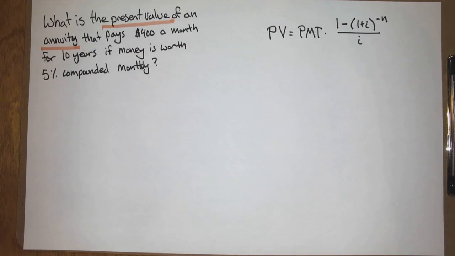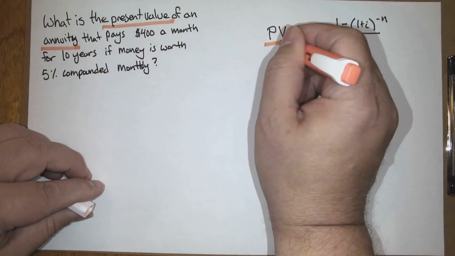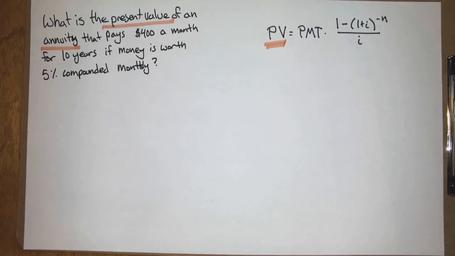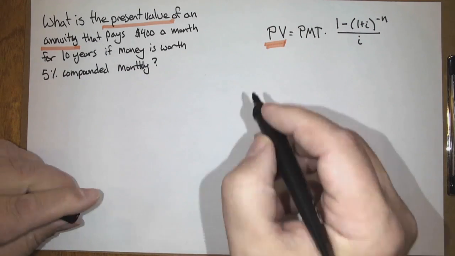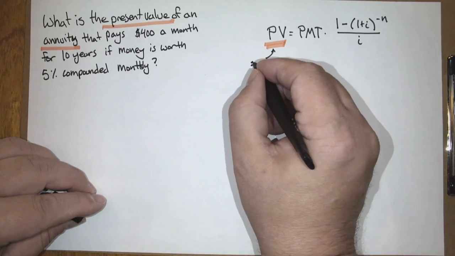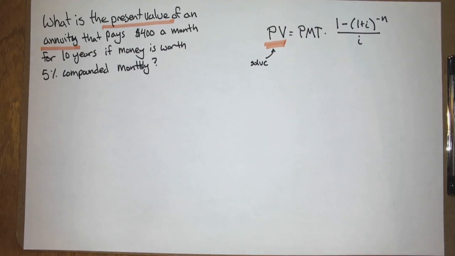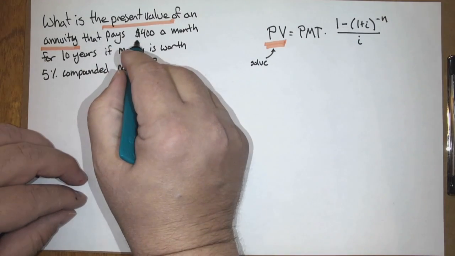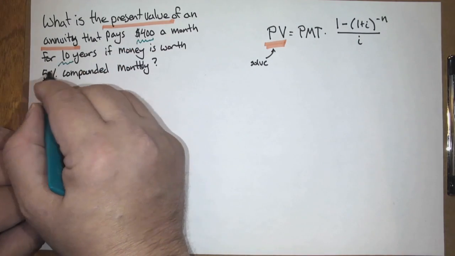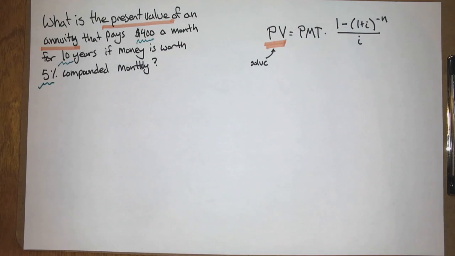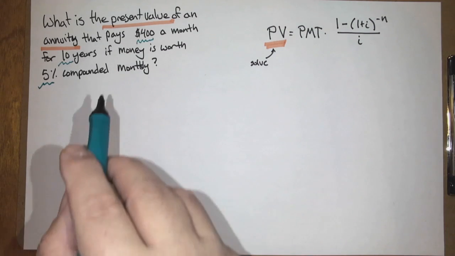So we need to figure out the pieces. Now we know what we're solving for. We know we're solving for present value. So this is what we're trying to find. So we need to figure out a few things. Namely, what's the payment, PMT? What's I? What's N? Okay, well, we see some numbers floating around. So we see a 400, a 10, and this 5%. So let's think about where these pieces fit in.